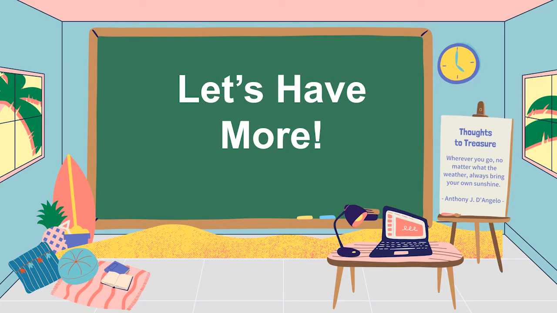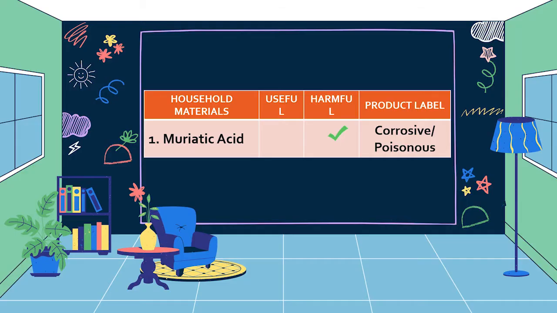Okay, let's have more activities. Open your module on page 6 and look for activity number 2 of What's More. Remember, answer this activity on a separate sheet of paper. Now, prepare your module. It is found on page 6. I will now read to you the direction.